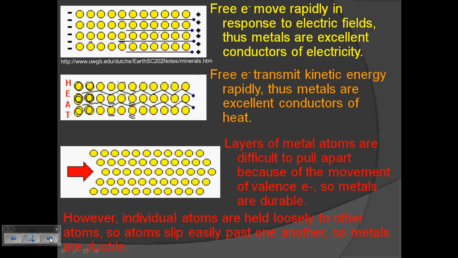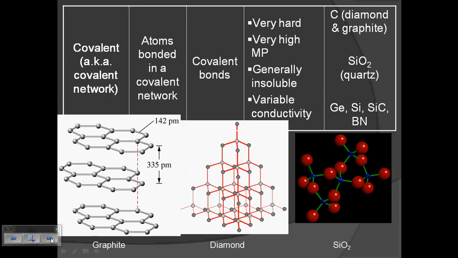Lastly, metals are ductile and malleable because of the overlap of d orbitals. The layers of metal atoms can easily be stretched without really breaking the bonds. Hence, you can stretch the metals into thin sheets or wires without breaking them.